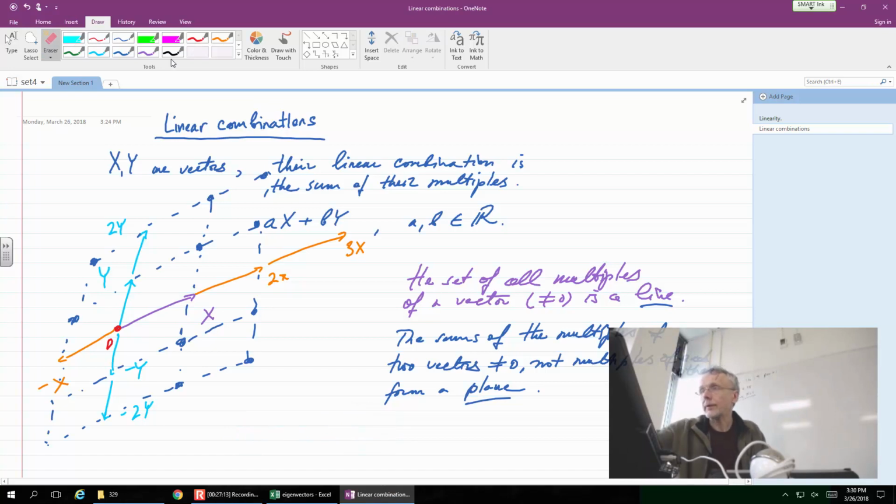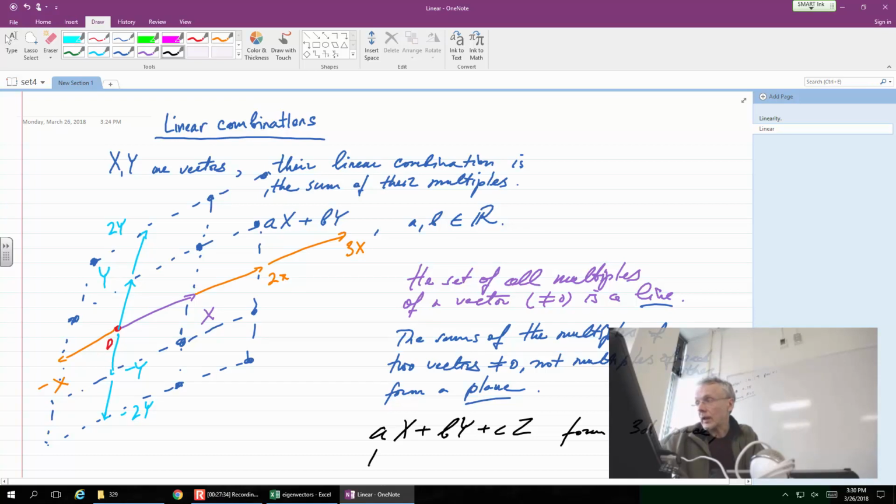So say I have three vectors: a x plus b y plus c z. They'll form what? A space, yes, a 3D space. But once again, under certain restrictions. What are the restrictions?